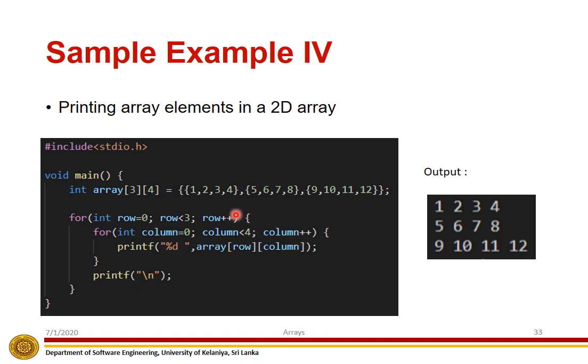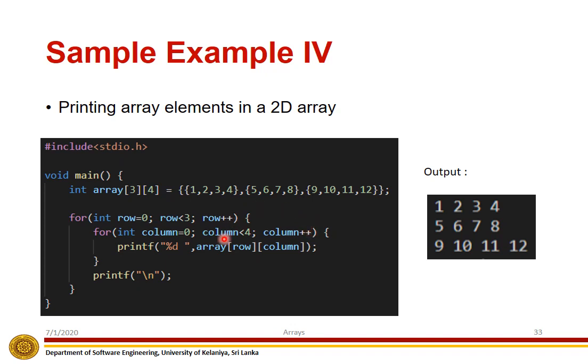We will trace this. First row is equal to 0, 0 is less than 3. Then it will go to the inner loop. Column is 0, 0 is less than 4. So the index for the row is 0, column is 0. So it will print the position of 0 0. So in here 0 0 position, element is 1. So it will print the 1. Then again the column value is updated by adding 1.